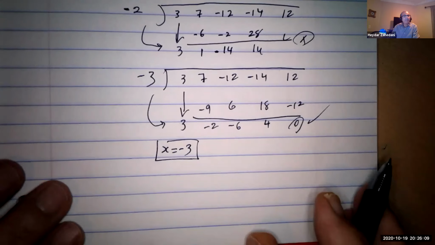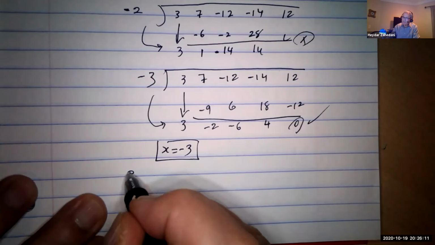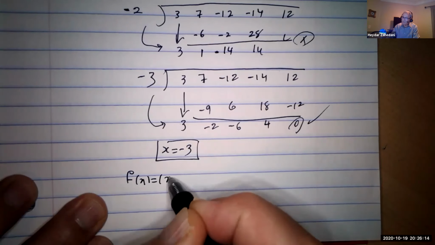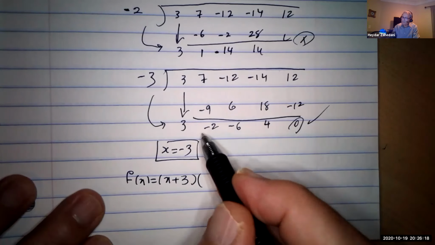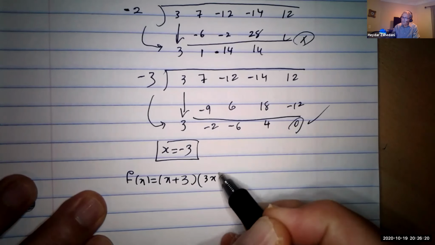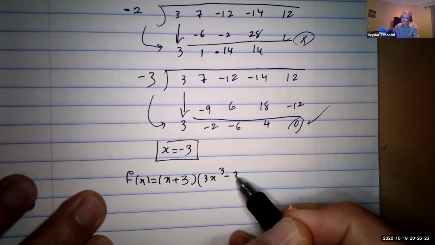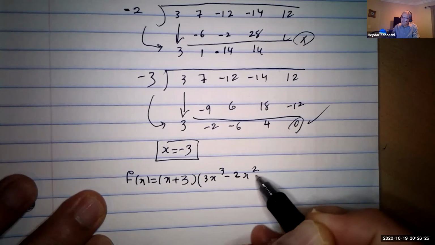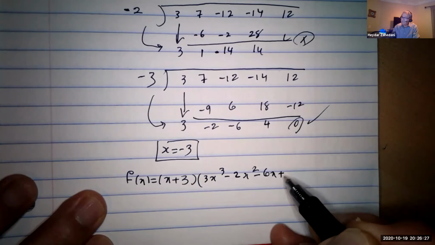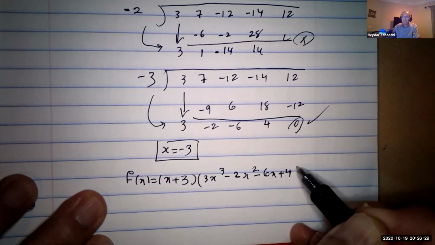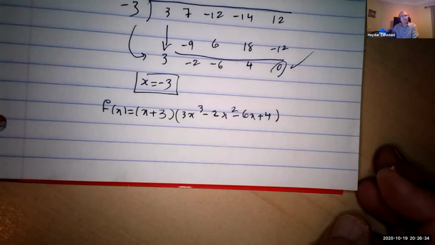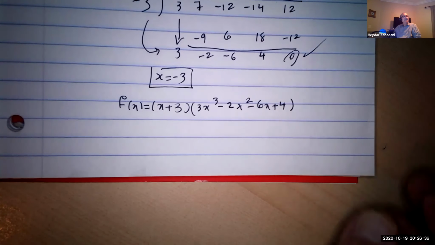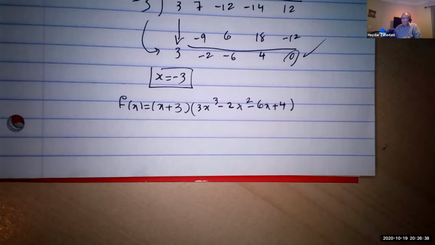And the leftover. So that gives you x plus 3. So you know that we start with the fourth degree, so it's going to be cubed: 3x cubed minus 2x squared minus 6x plus 4. This is going to be the leftover. Then you have to work on this leftover to see one of the other solutions that you're going to have.